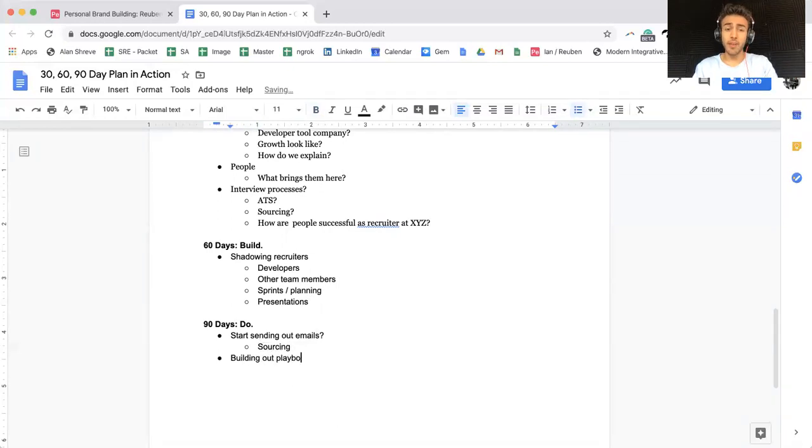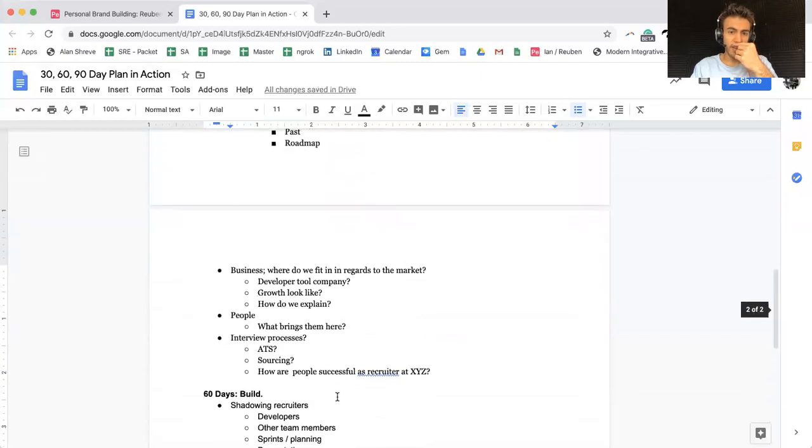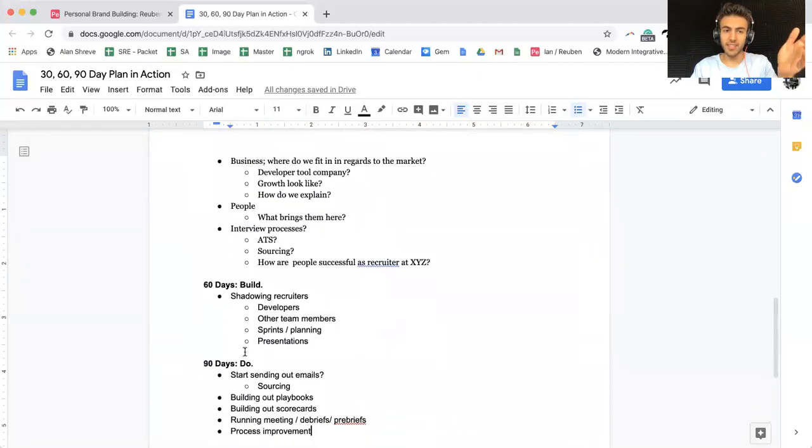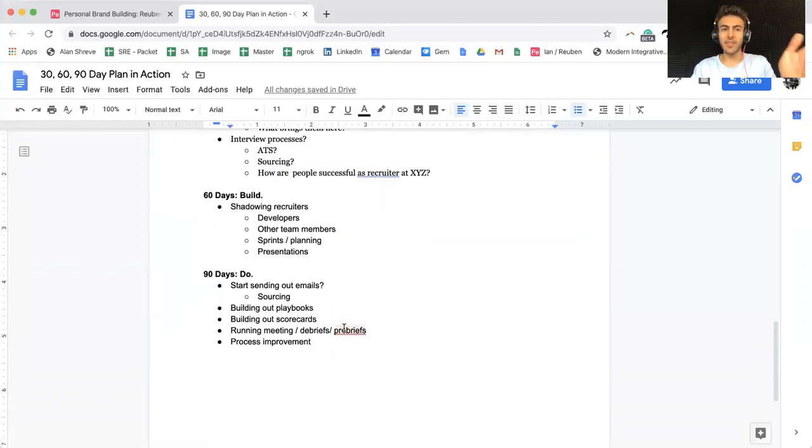building out playbooks, which we'll go into later, building out scorecards, running meetings, debriefs, pre-briefs, any sort of briefs, and then process improvement. Anything that you can think of that would equate for a recruiter in the first 30 days, 60 days, and 90 days, that's what needs to go in this sheet.